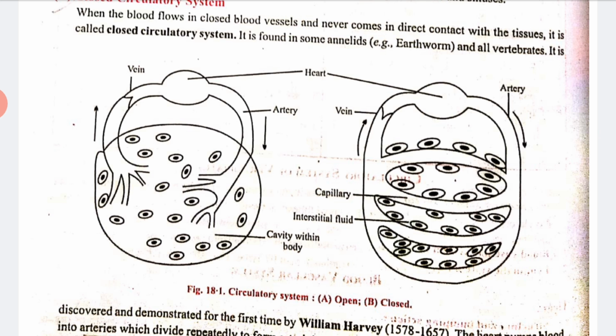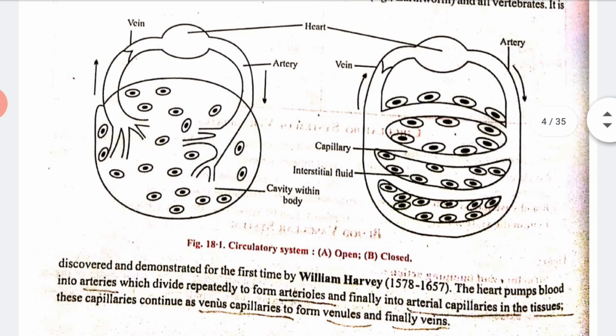Now I want to tell you one more important thing, my dear students. The discovery and demonstration for the first time was done by William Harvey in the years 1578 to 1657. It shows the heart pumps blood into arteries, which divide rapidly into arterioles and finally into arterial capillaries in the tissues, and these capillaries continue to venous capillaries, then venules, and finally veins.